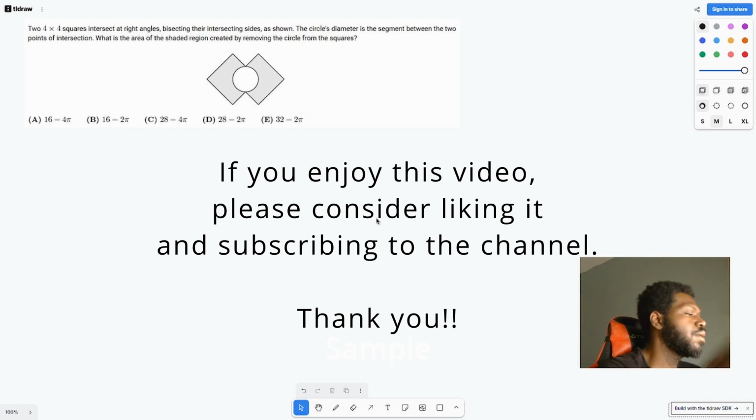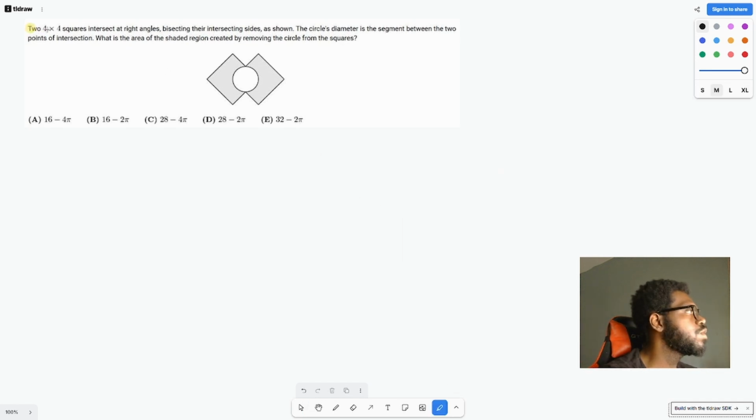It says the following. Two 4x4 squares intersect at right angles, bisecting their intersecting sides as shown. The circle's diameter is the segment between the 2 points of intersection. What is the area of the shaded region created by removing the circle from the squares? And we're given this strange looking shape here.